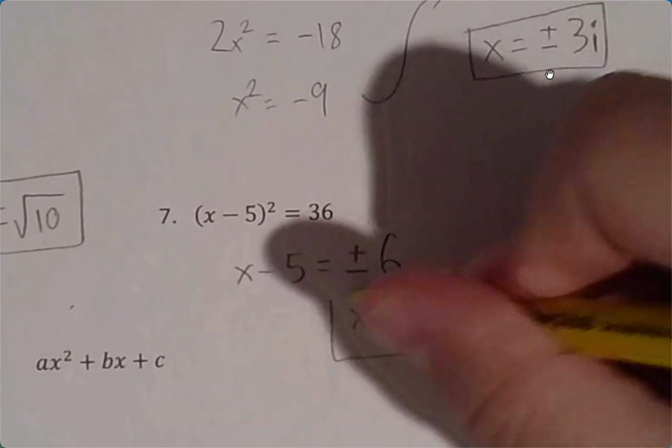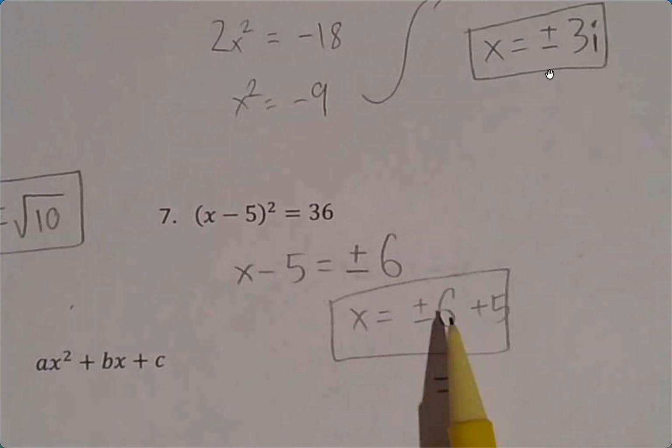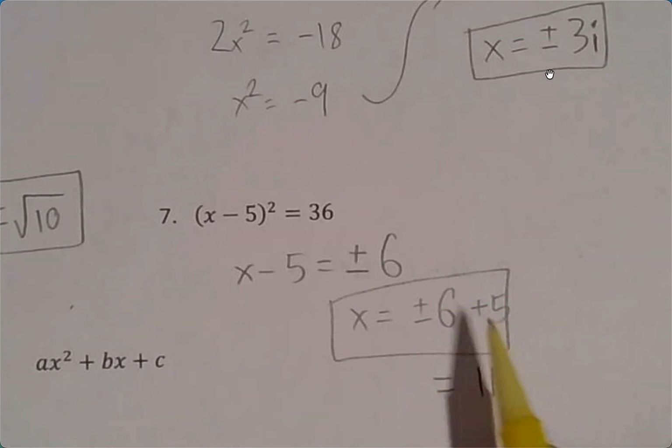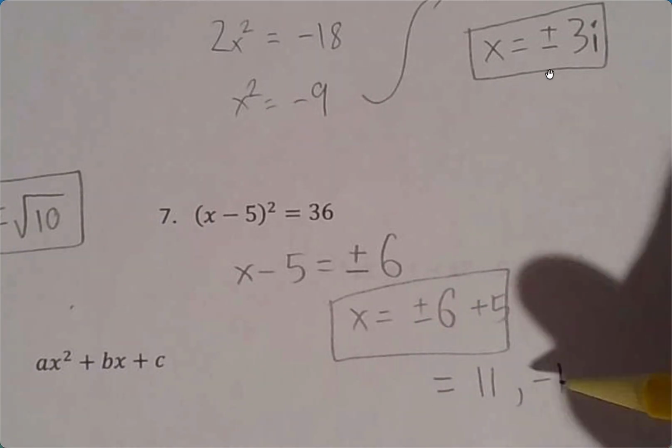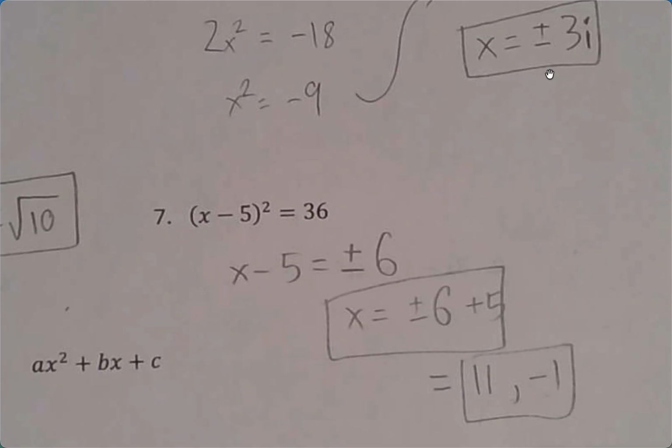Now that is your correct answer, but really that means your answer is positive 6 plus 5, which is 11, and negative 6 plus 5, which is negative 1. So there's a mathy way of writing your answer and a practical way of writing your two unique solutions. All right, we've done good so far.